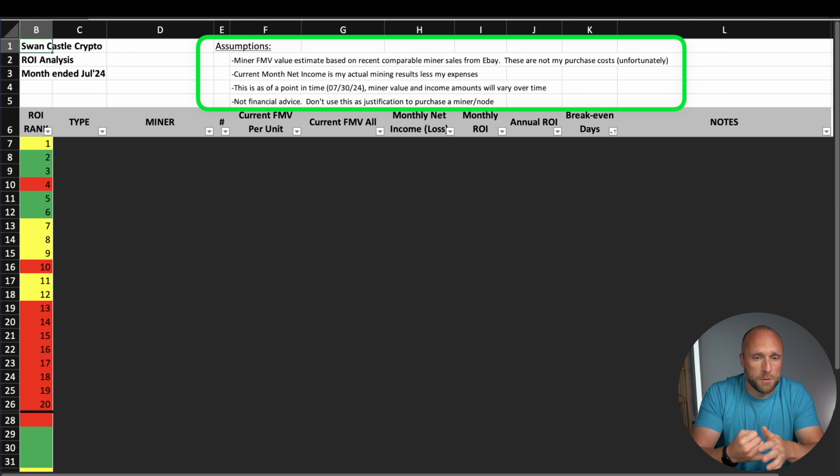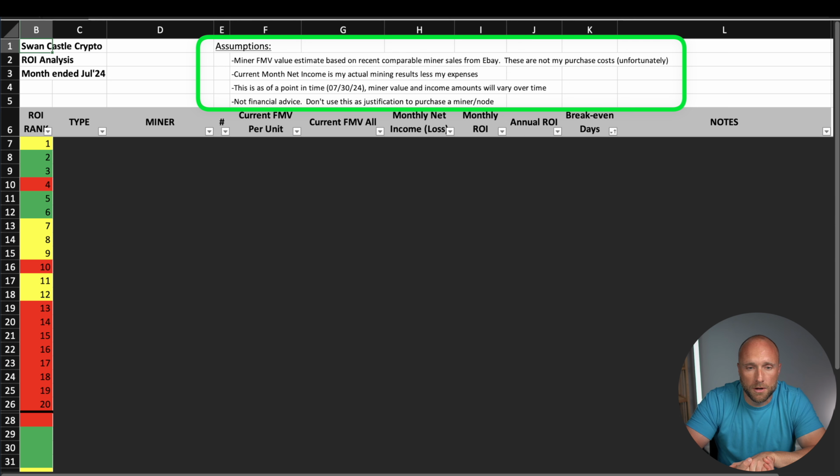First, the miner fair market value estimates are based on comparable miner sales I'm seeing on eBay. In cases where I can't find the miner on eBay, I'll look at the current manufactured cost for each device. These are not my purchase costs. In almost all cases, I paid way more for my miners. That's just how mining goes. It goes down in price over time.